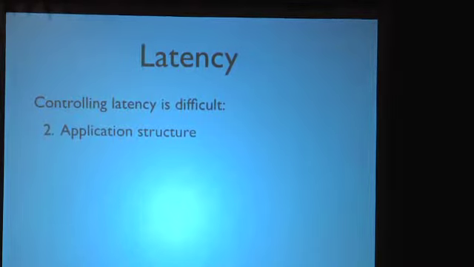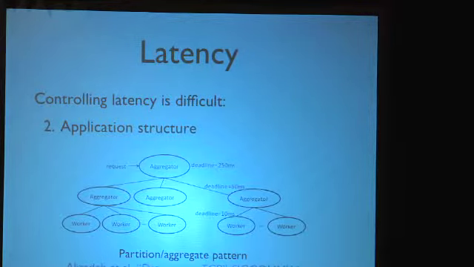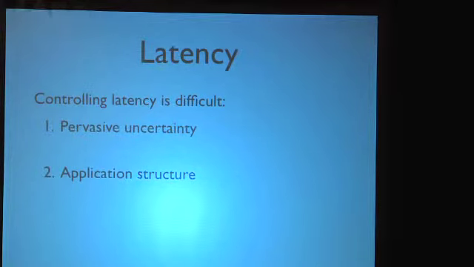Second, many of today's applications tend to be highly distributed in nature. They tend to be structured as the combination of many independent tasks, each of which has a very tight latency deadline. This is an example of one such application structure, the partition aggregate pattern from the data center TCP paper from 2 years ago. These dependencies mean that a delay in any one task can end up having a significant impact on the latency of the entire application. So this combination of factors, pervasive performance uncertainty, and an application structure that tends to magnify the effects of this uncertainty mean that controlling latency is a fundamentally difficult problem.